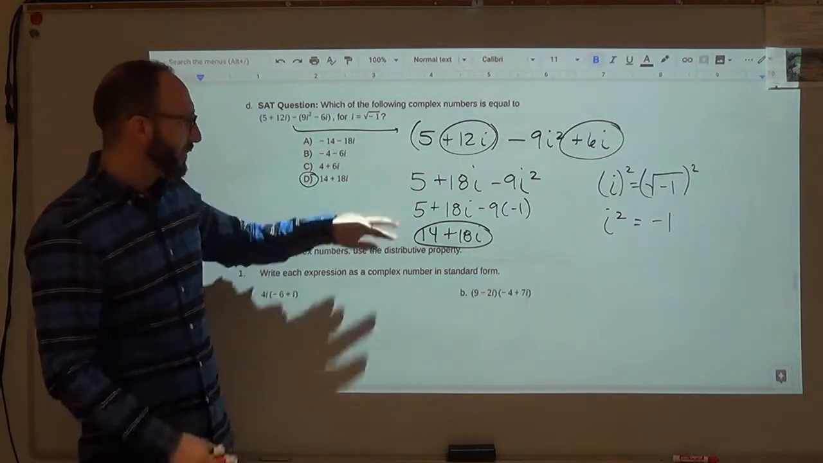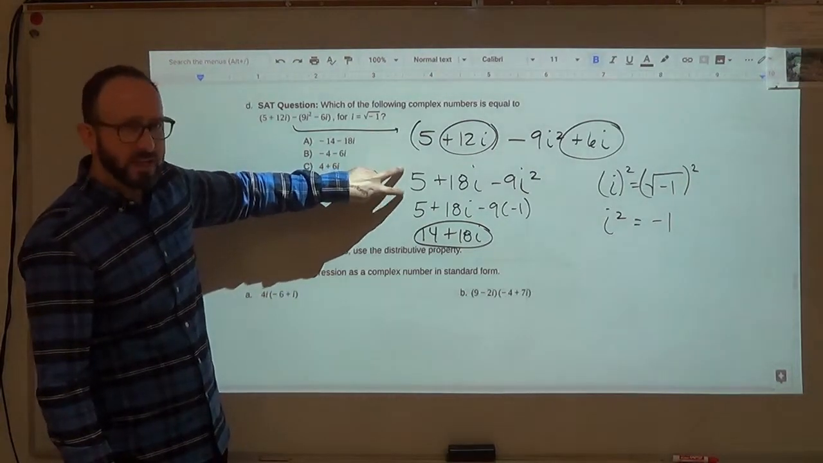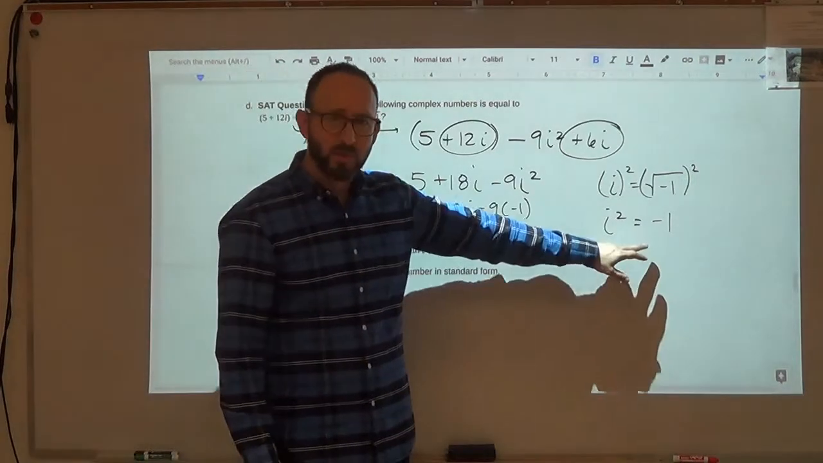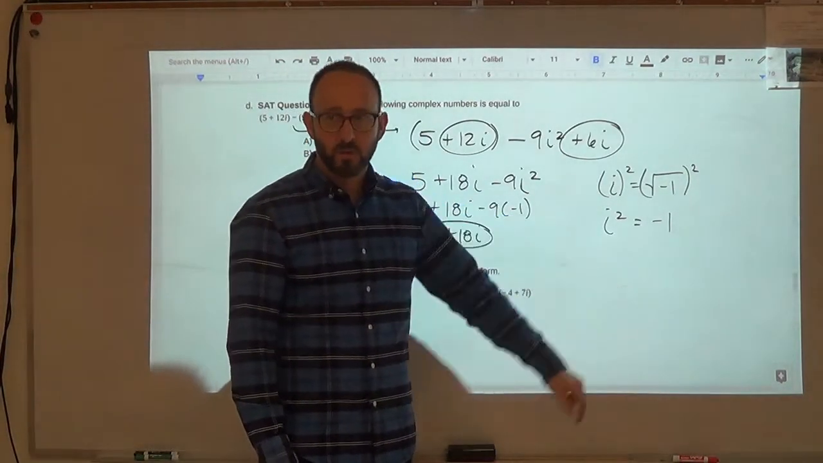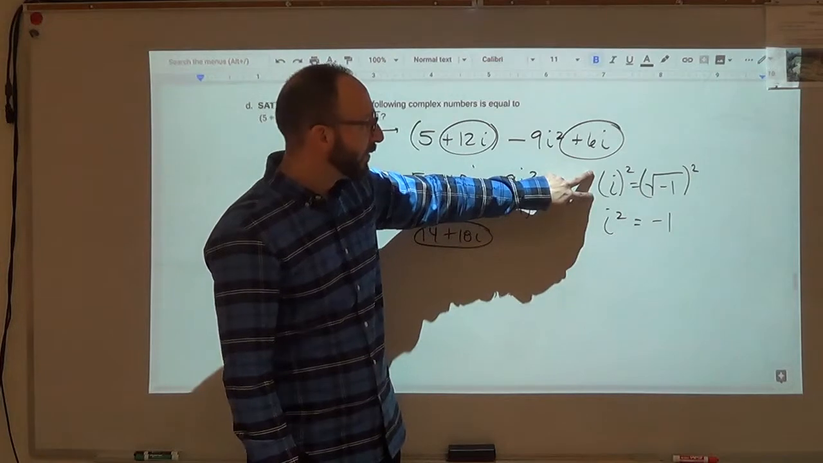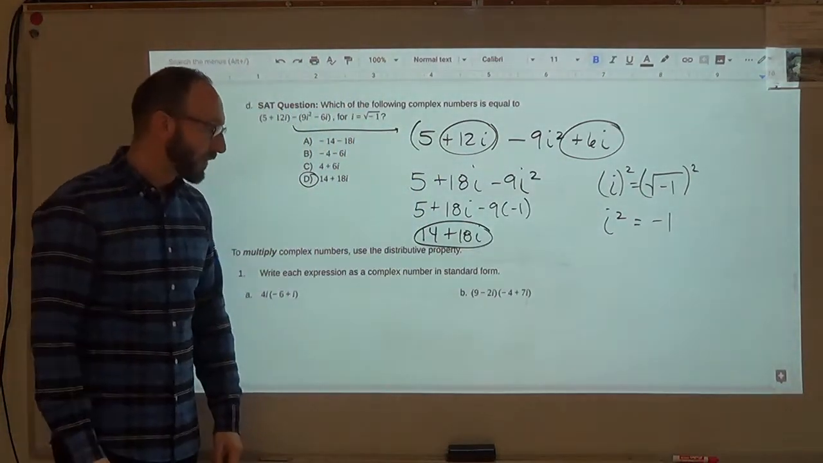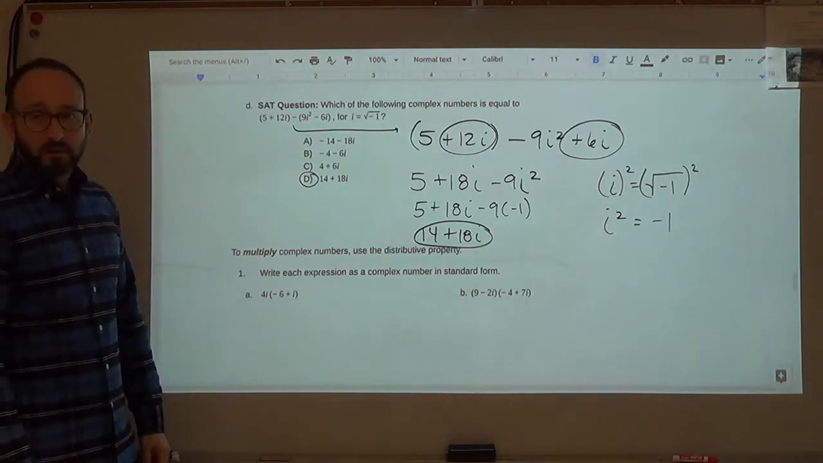I think a lot of people got stuck here. But in the future, when you see i squared, remember what we are going to replace it with? Negative 1. Negative 1, very good. And again, this is why we replace i squared with negative 1. This is the rationale behind it. How we doing?